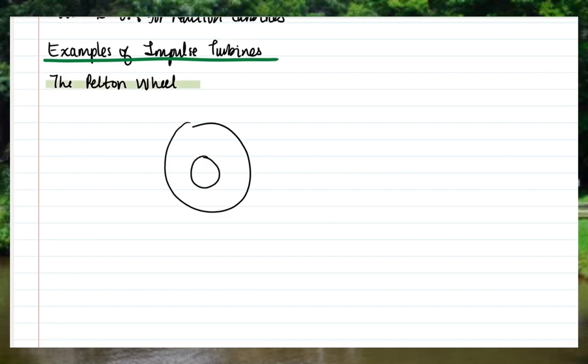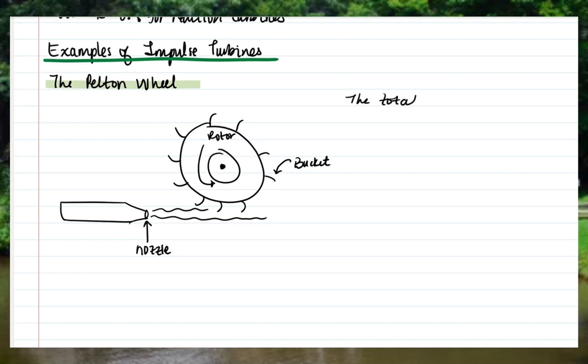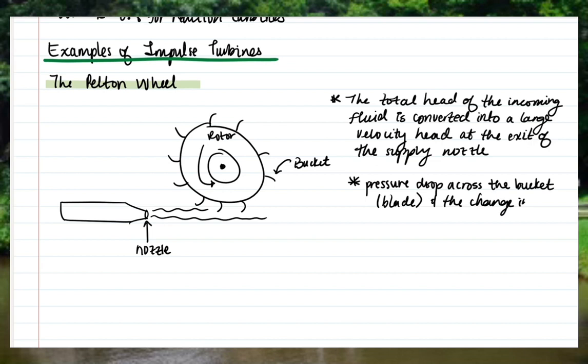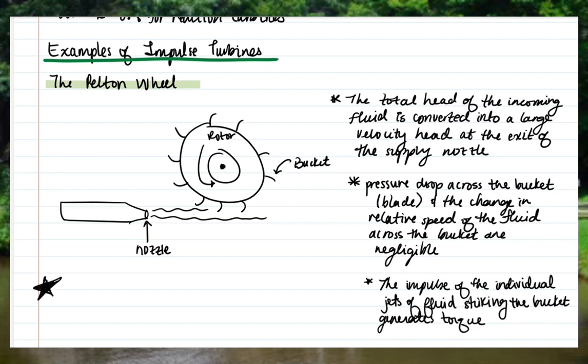Now let's get into some examples of impulse turbines. First up is the Pelton wheel as shown. Some important things to note are that the total head of the incoming fluid is converted into a large velocity head at the exit of the supply nozzle. Pressure drop across the bucket, which is the blade, and the change in relative speed of the fluid across the bucket are negligible. And also, the impulse of the individual jets of fluid striking the bucket generates torque.